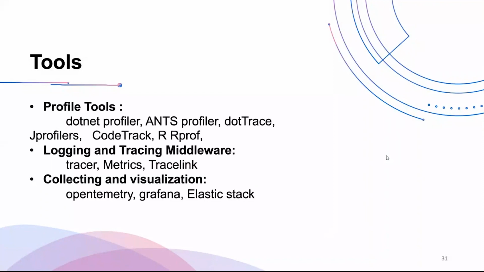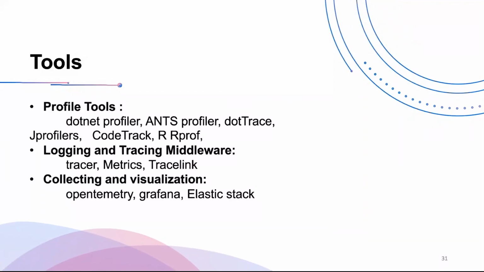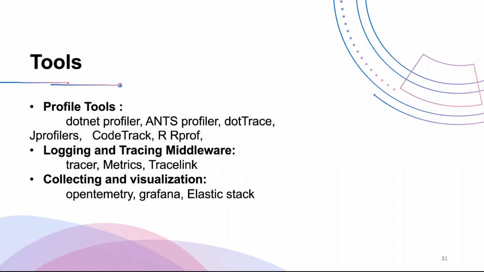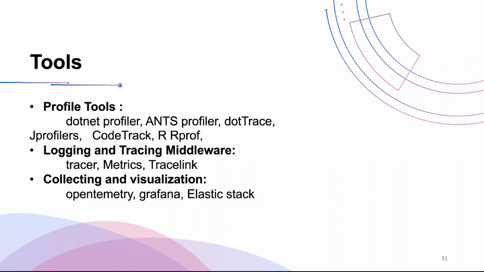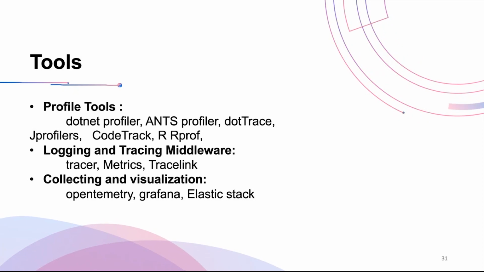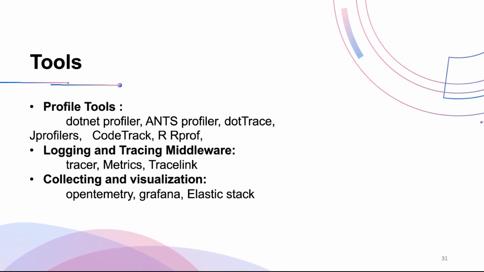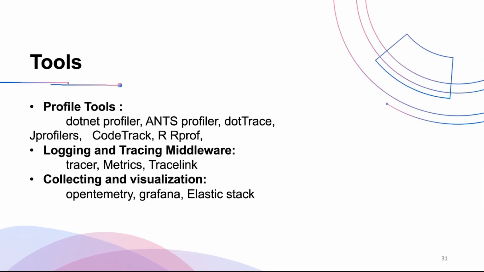Tools that can be used. Based on these tools, first is the profiler tools. They can be used as independent tools, or within the development environment itself. These are some examples. The next one is the logging and tracing middlewares. These middlewares should be injected as part of the code. So these are tracer, metrics, trace link.